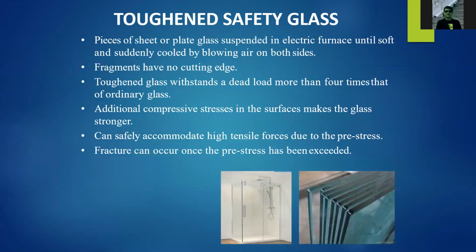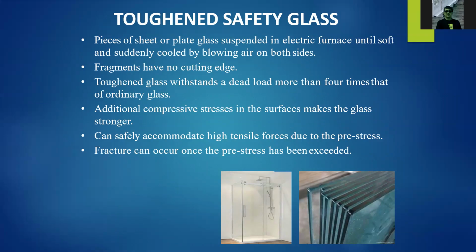This one is the toughened safety glass. Pieces of sheet or plate glass suspended in an electric furnace until soft and then suddenly cooled by blowing air on both sides. Fragments have no cutting edges. Toughened glass withstands dead load more than 4 times the ordinary glass. Additional compressive strength in the surface makes the glass stronger, and can safely accommodate high tensile force due to pre-stress. Fracture can occur once the pre-stress has been exceeded.